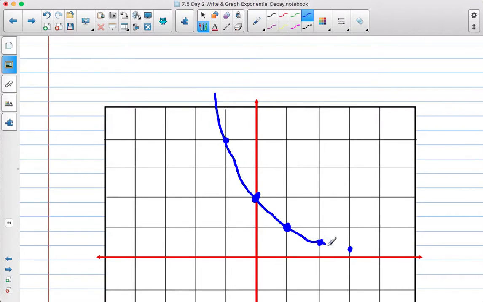It looked like this. Another key thing, you cannot hit 0. You are never going to end up with anything less than 0 or 0. You just keep cutting in half. You're going to still have something left. Okay? So there's the first one.